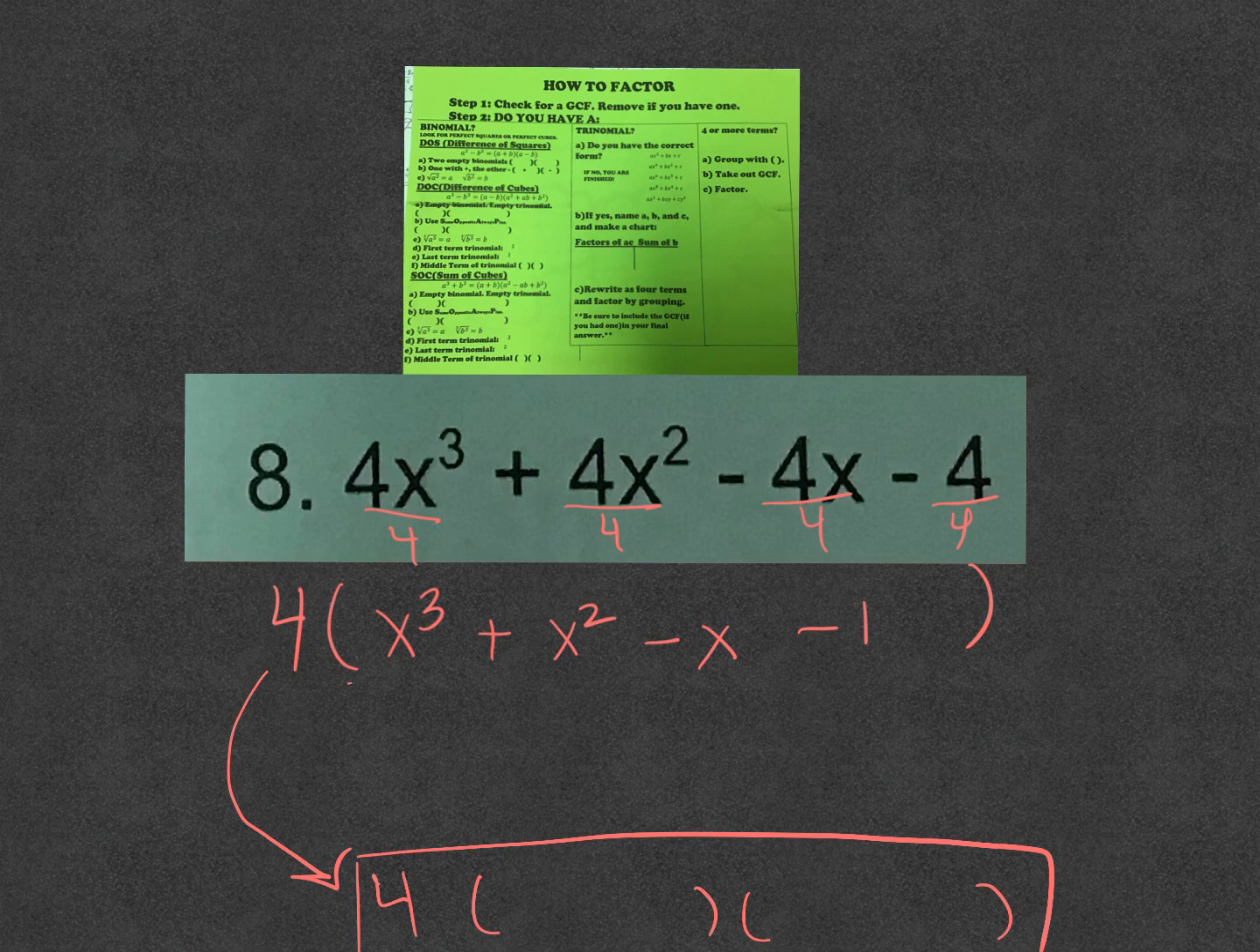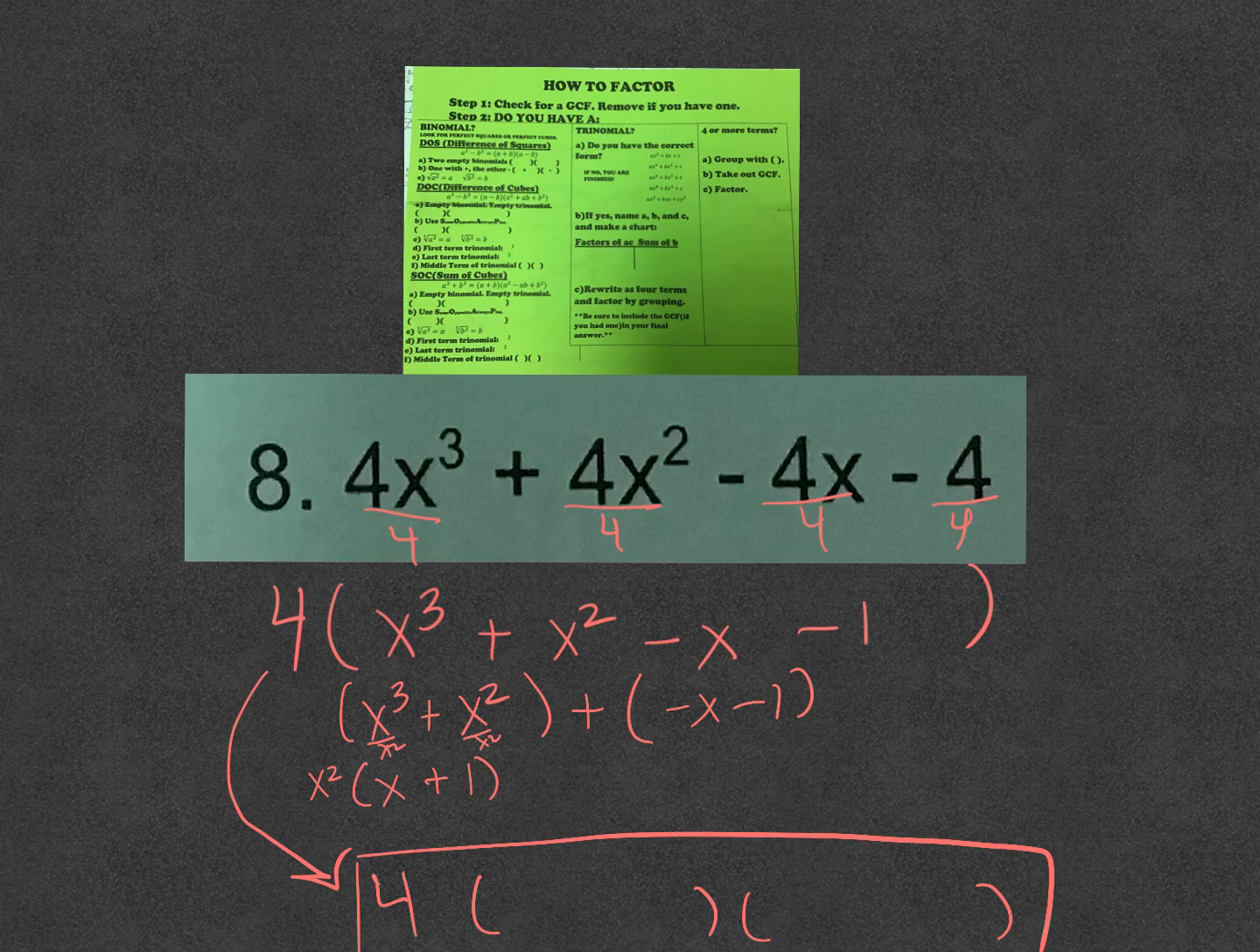And then I'm going to group the first 2 together in parentheses, put an addition sign, group the last 2 together in parentheses. My first group has x to the second in common. I'm going to divide both of these by x to the second. X to the third divided by x to the second is x to the first. X to the second divided by x to the second is positive 1.